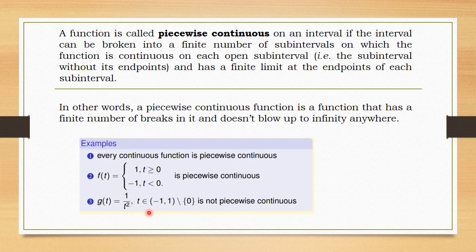However, if you consider 1 over t square, and let's suppose t belongs to minus 1 to 1 except 0, then this function is not piecewise continuous, because near 0 the limit of this function is infinity, it is not finite. So this function is not piecewise continuous. So in this way we can define piecewise continuity: in some subpieces the function should be continuous, at endpoints there should be a jump but a finite jump.